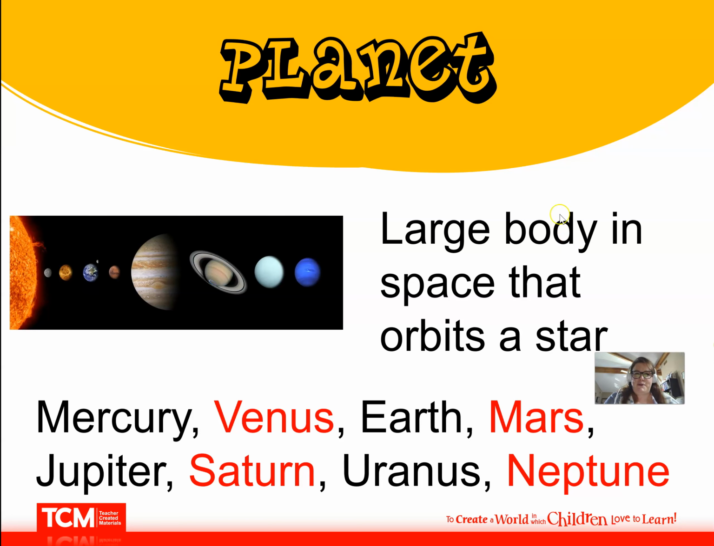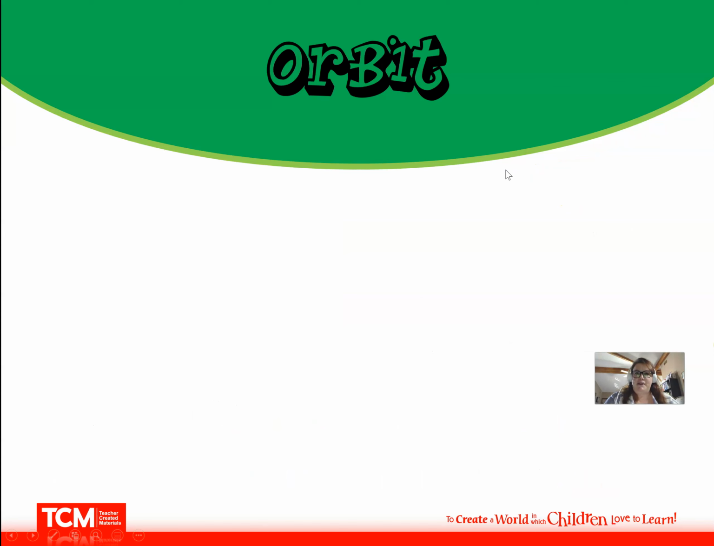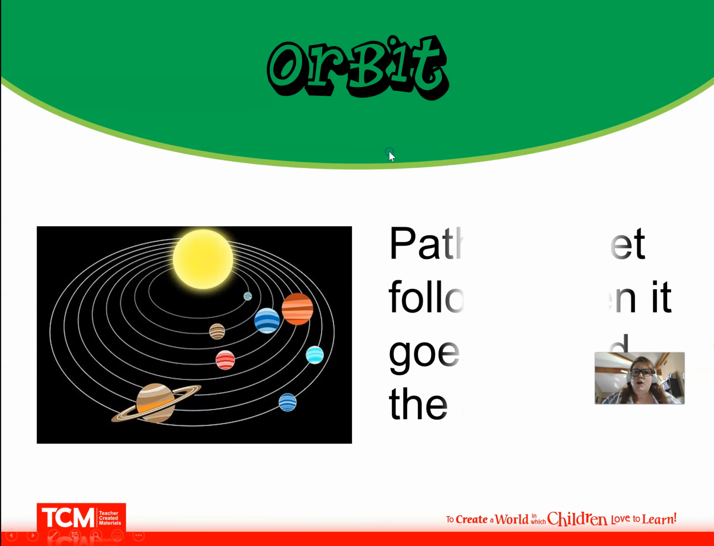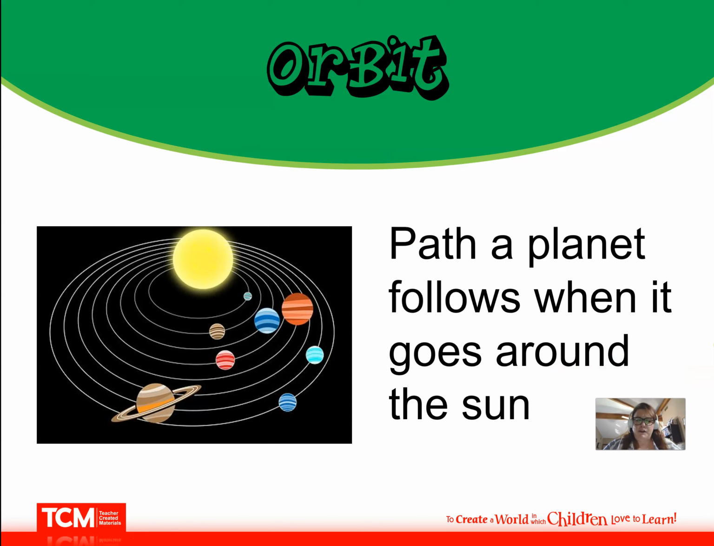All right, let's look at our next vocabulary word. Our next vocabulary word is the word orbit. Can you say the word orbit? Nice. Orbit is the path a planet follows when it goes around the sun. So this time we're going to use both of our hands to do this. So here we have the sun. And our planet is going to orbit around the sun. Sorry, I think you may have just heard me bonk my microphone. Orbit. Say the word again. Orbit.